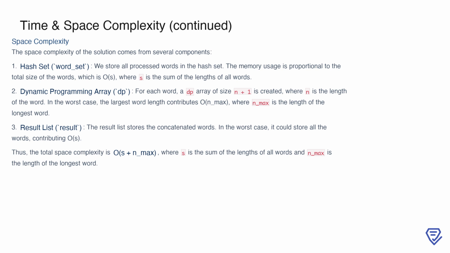Next, for each word being processed, we allocate a dynamic programming array. This array has a size of n+1, where n is the length of the current word. In the worst case, the largest word length, n_max, will determine this contribution, making it O(n_max). Finally, the result list, which stores the concatenated words, could potentially include all the words in the input list. This would add another O(S). Combining these factors, the total space complexity of the solution is O(S plus n_max).